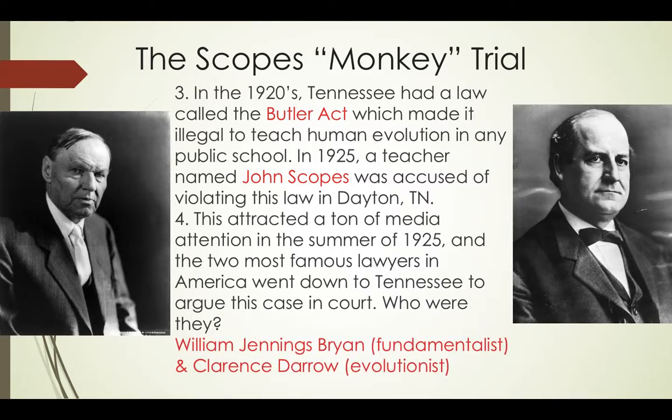All right, so these two lawyers, the two most famous lawyers in the country, you have a guy named William Jennings Bryan, the guy on the right there. He was a fundamentalist Christian and believed that evolution was incorrect. And then you have Clarence Darrow on the left. He was a devout atheist and believed in the theory of evolution. So you have Clarence Darrow arguing on the side of John Scopes to defend him. And then you have William Jennings Bryan arguing against him, saying that he should have some consequence for breaking this law.